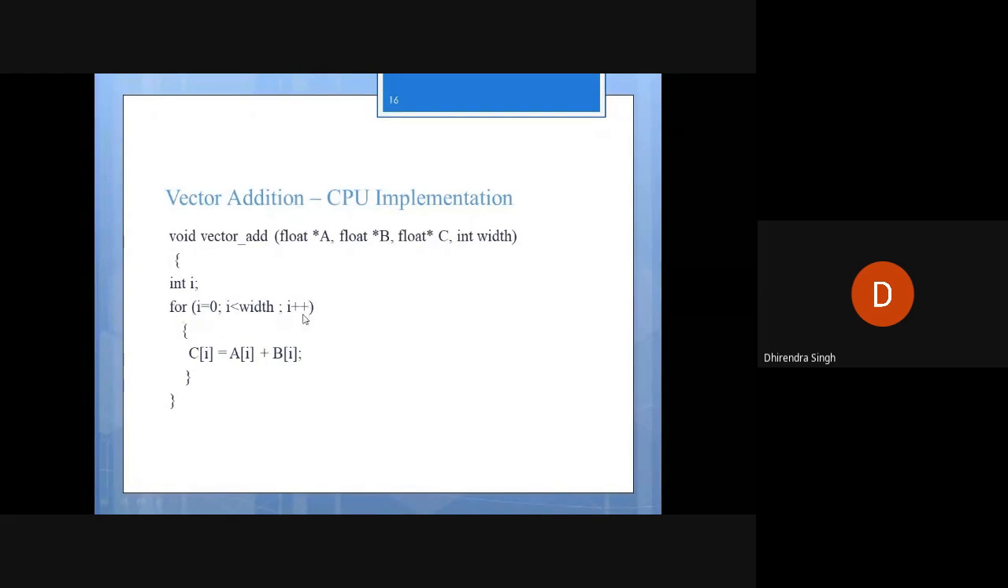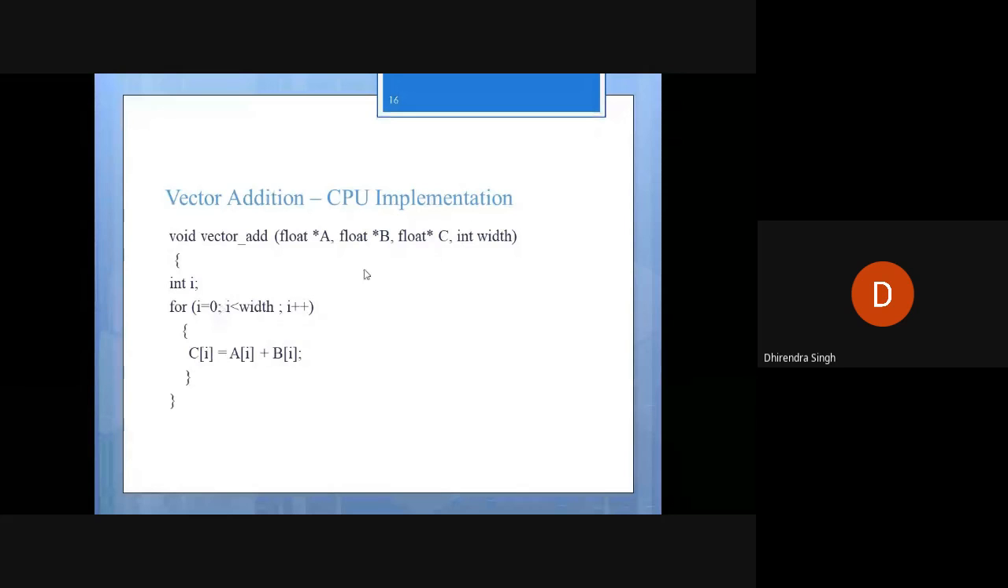Simple, you just put a simple for loop, and the for loop is going to run from 0 to the number of elements over there, performing the addition of one element at a time, serially. So if 1,000 elements are available, this for loop is going to run 1,000 times. That's the serial implementation of vector addition. A very simple example of vector addition.